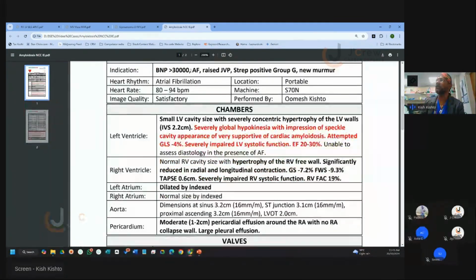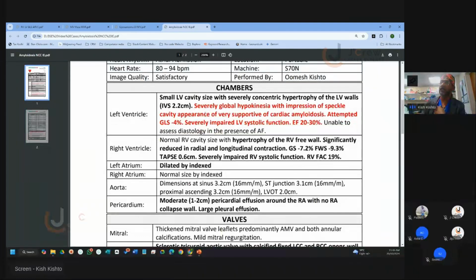So BNP elevated, very high, a sign of heart failure. Atrial fibrillation, we've seen flutter, raised JVP, strep positive, and a murmur. Okay, so those were all the indications. So for my LV, that's how I would describe it.